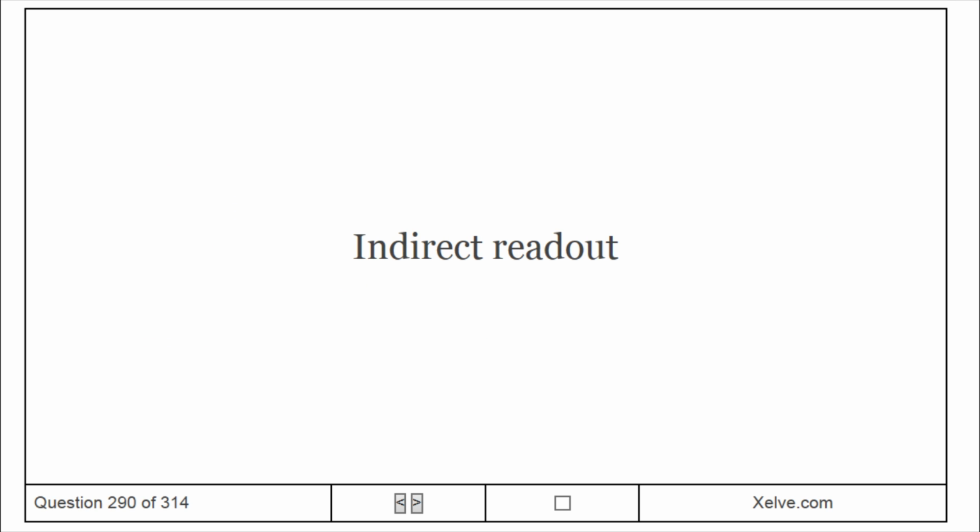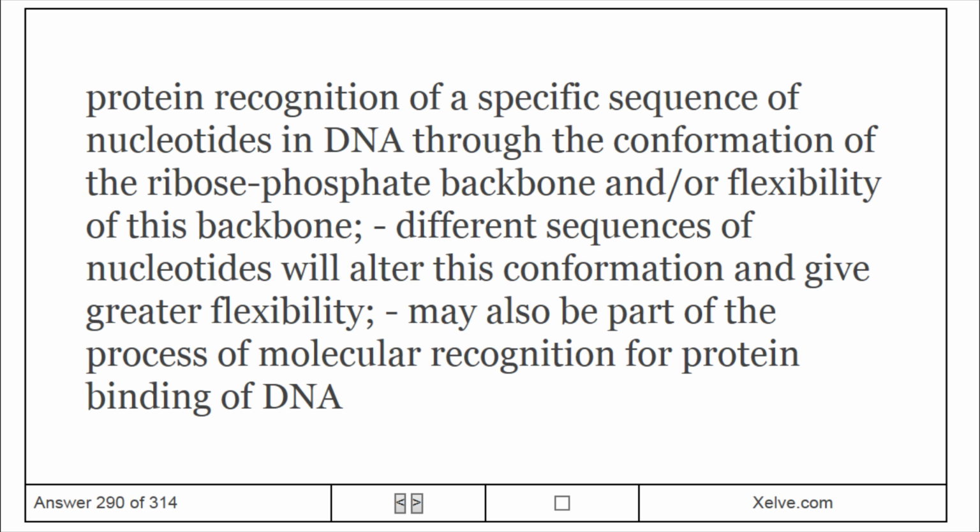Indirect readout. Protein recognition of a specific sequence of nucleotides in DNA through the conformation of the ribose phosphate backbone and/or flexibility of this backbone. Different sequences of nucleotides will alter this conformation and give greater flexibility. May also be part of the process of molecular recognition for protein binding of DNA.